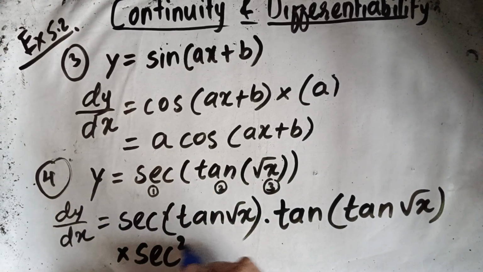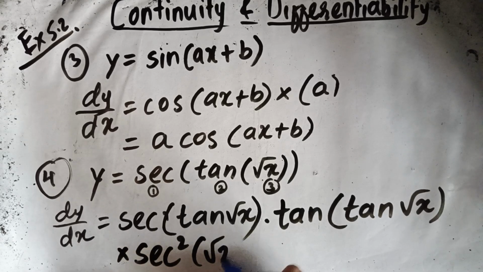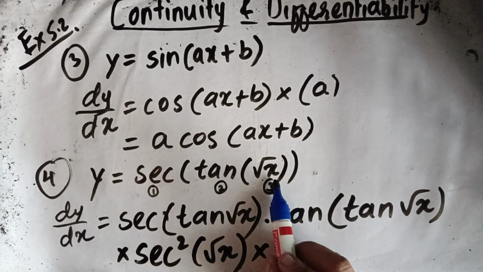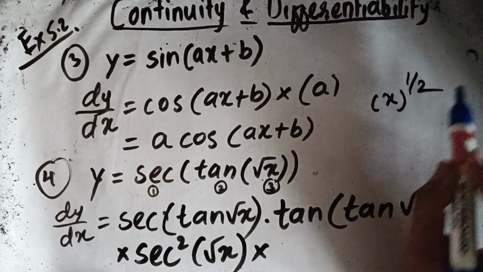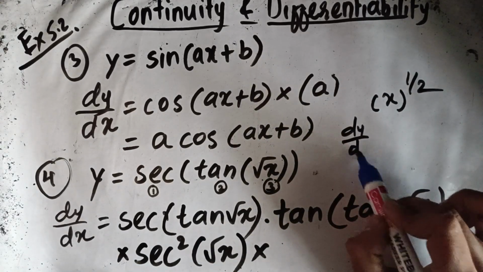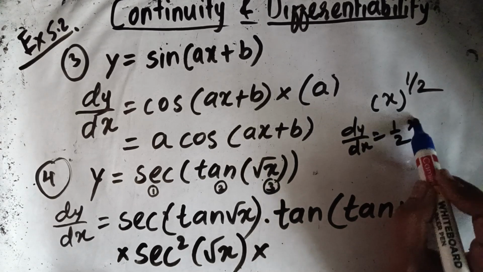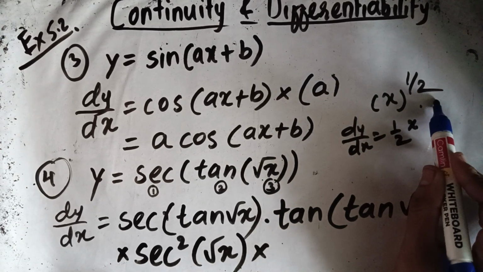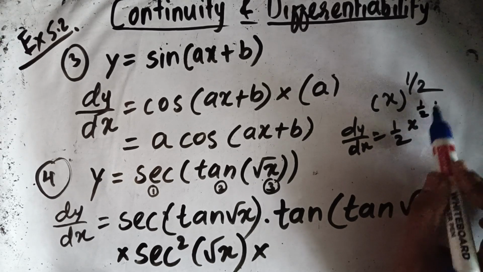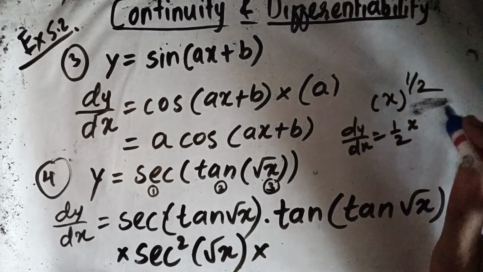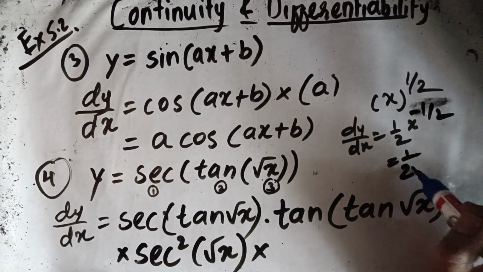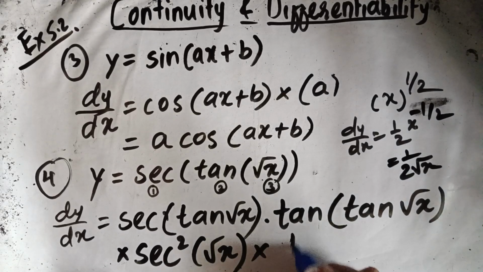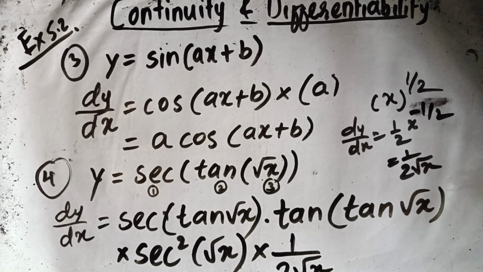The derivative of tan is sec square, and then the derivative of root of x. Root x is x raised to half, so its derivative is half x raised to half minus 1, that is minus half, and x raised to minus half is nothing but 1 upon root x. So this is 1 upon 2 root x.